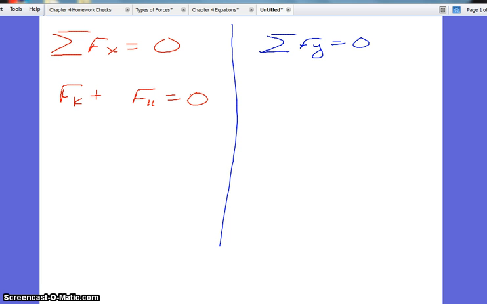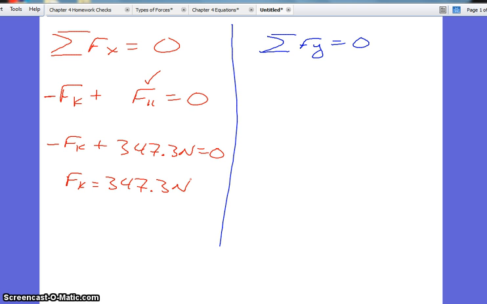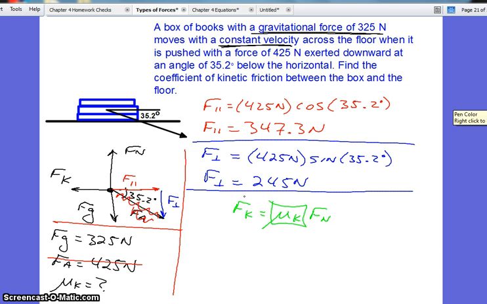Well, we want to put in our positives and negatives. Kinetic friction is to the left, so that's negative. And the parallel force is to the right, so that's positive. We know the parallel force, so we're now going to solve for the kinetic friction. The parallel force was 347.3 newtons, and so the kinetic friction is also 347.3 newtons. So now we have our kinetic friction. We're halfway there. We just need that normal force. So we go to our condition of equilibrium in the y direction. In the y direction, we have the normal force up, the perpendicular force down, and the gravitational force down.